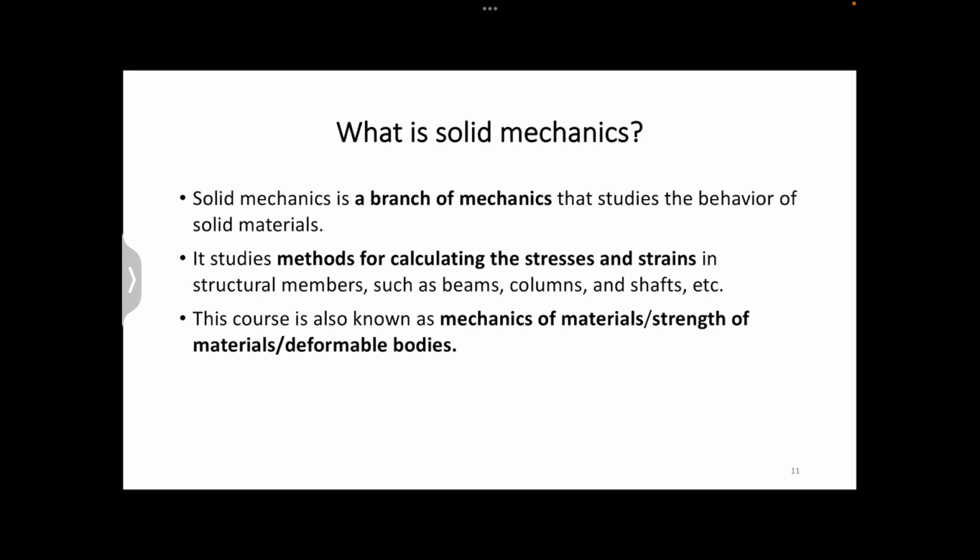Now we will have a brief introduction of solid mechanics. As the name implies, solid mechanics is a branch of mechanics that studies the behavior of solid material under external loads. More specifically, it studies the method for calculating stress and strains in structural members such as beams, columns, trusses, and shafts, etc. This course is also known under other names such as mechanics of materials, strength of materials, or deformable bodies.